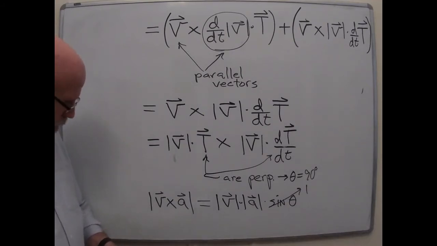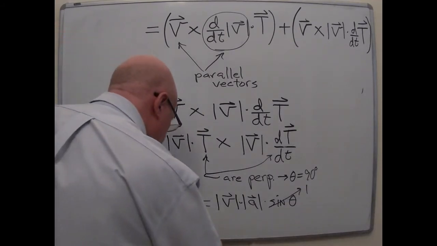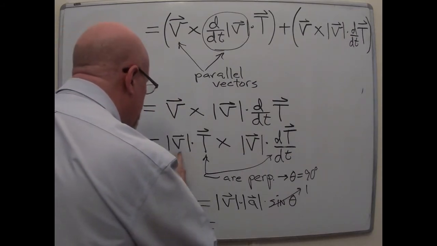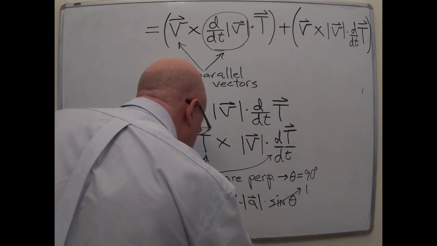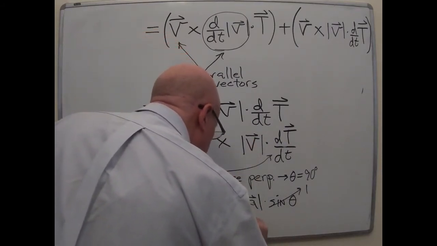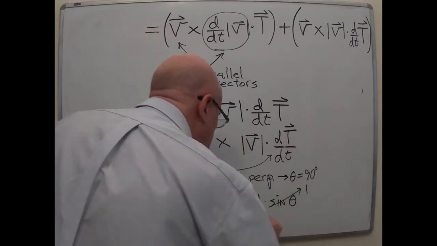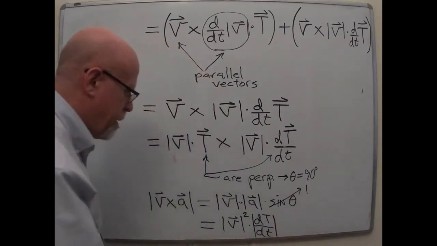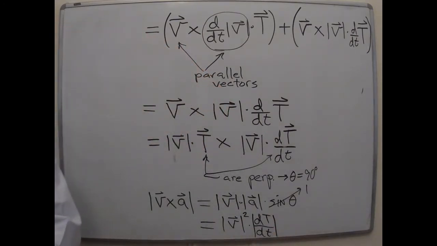So the length of v cross a is what we got above: the length of v times the length of v, so the length of v squared, times the length of dT/dt. But that's almost perfect, because that dT/dt's length is kappa times the speed.